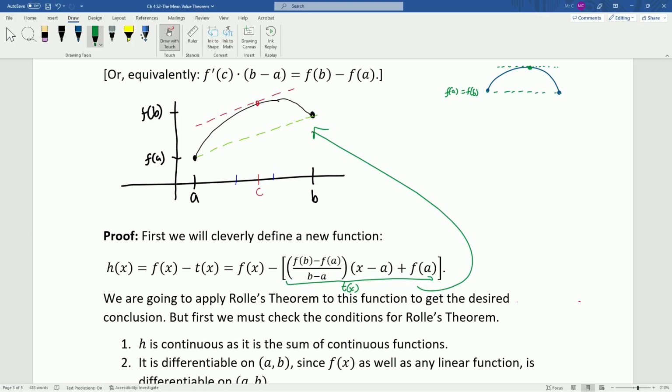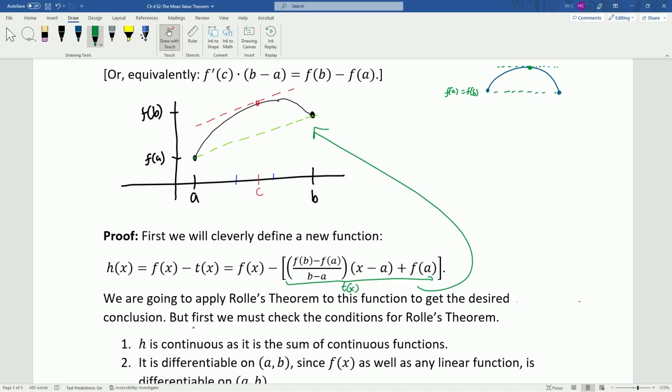So we're looking at the secant line, and we're taking the point a, f of a, that's this point, and we're taking the slope of the secant line, which is f of b minus f of a over b minus a, that's rise over run. Now, why are we taking this function? Well, we're creating this function because it's going to allow us to apply Rolle's theorem to get this desired conclusion.